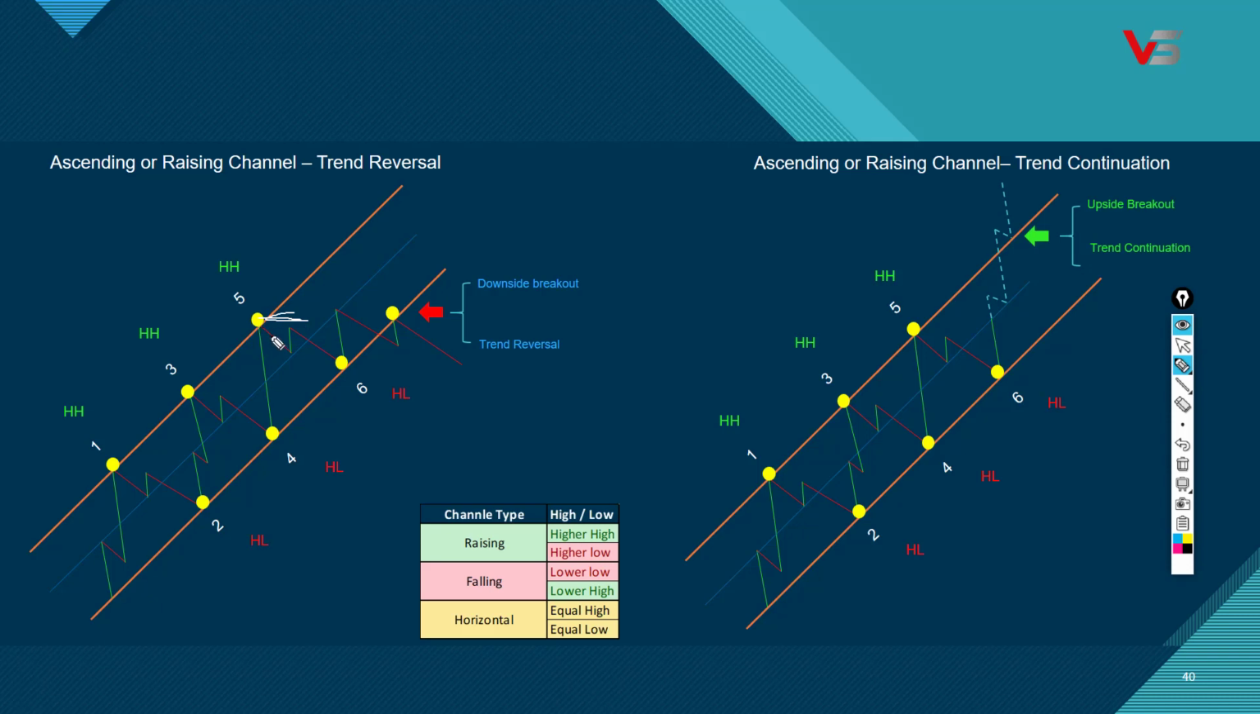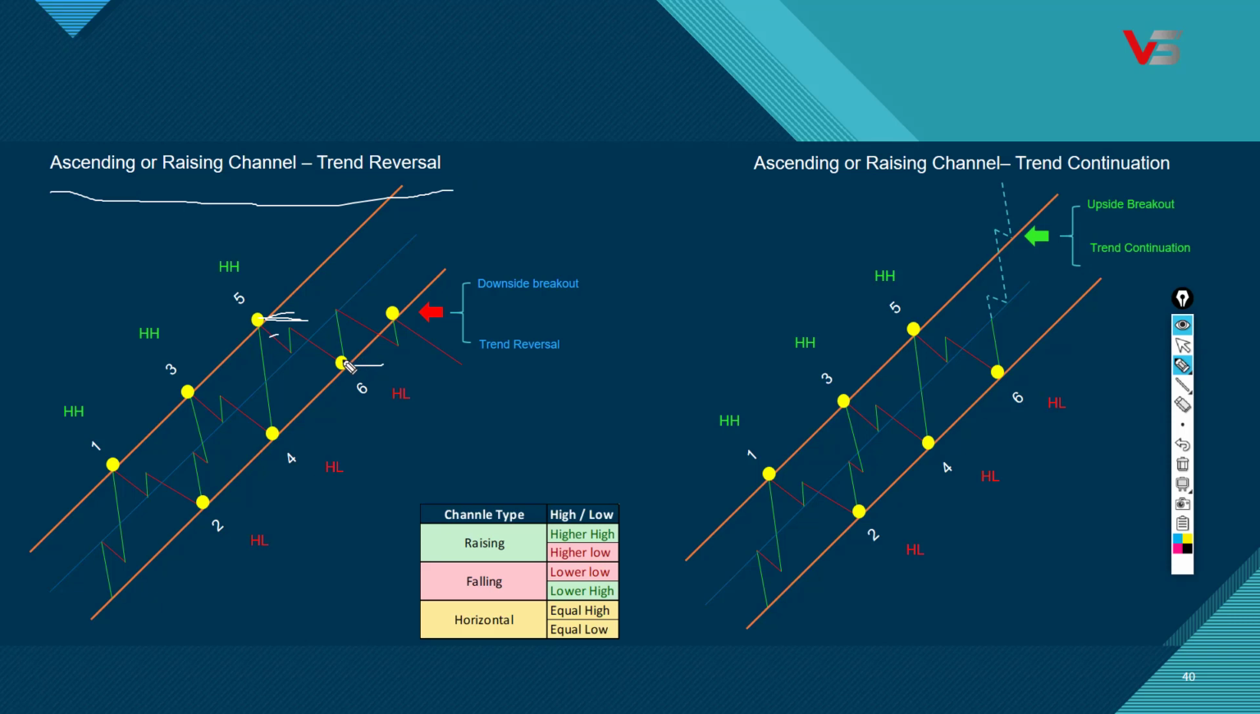When the price reverses here, we can take the short entry here and the target will be this level, the next higher low. This is the ascending channel for trend reversal.